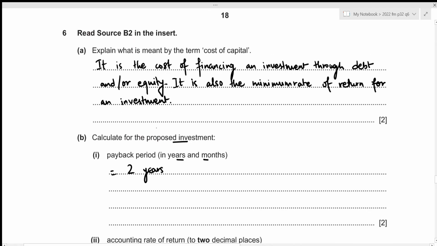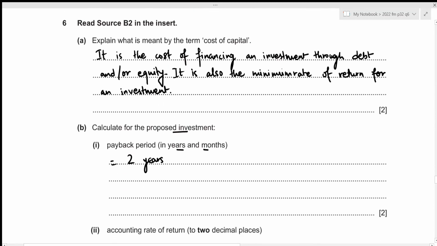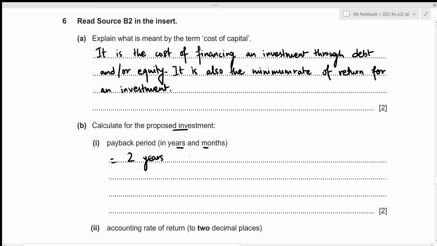Now, in order to figure out the month, we need to figure out the amount that we need to cover from year 3. So that is just going to be 150,000, right? And the total amount that we're getting in year 3 is 180,000. So we just write down its ratio and then multiply it with the number of months in a year. So that is just going to be 150,000 divided by 180,000 times 12 months. So this gives our payback period to be 2 years and 10 months. All right.